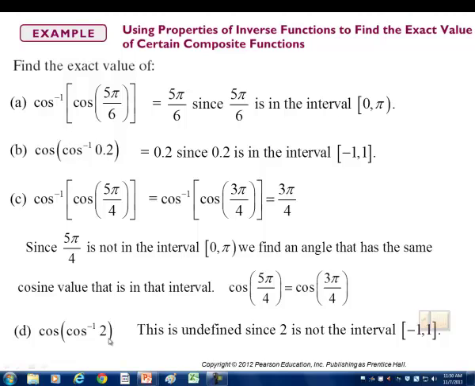And this last one here, inverse cosine at 2. That's outside the domain for inverse cosine, between negative 1 and positive 1. So it's undefined. It's not within the interval negative 1 to positive 1.